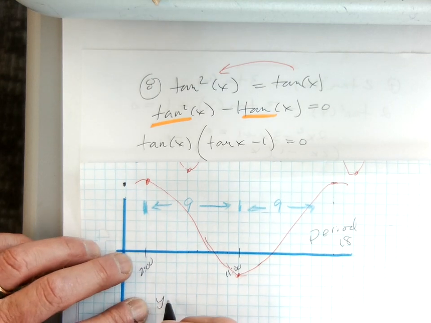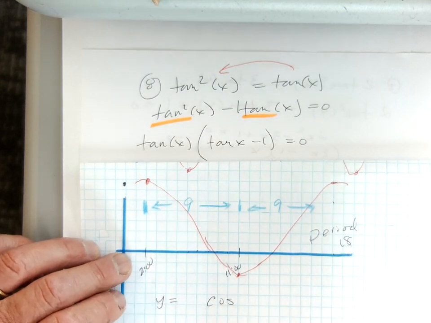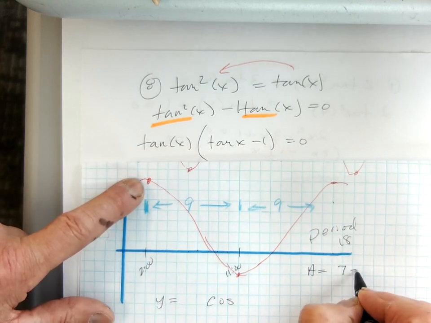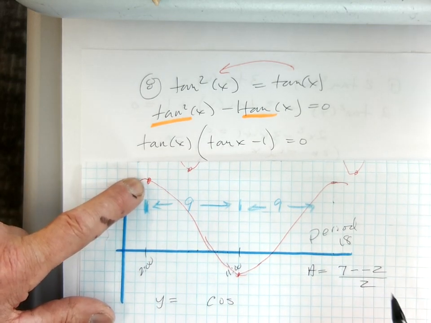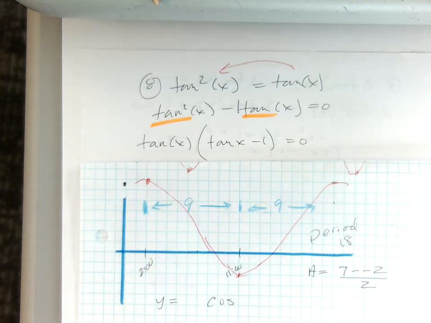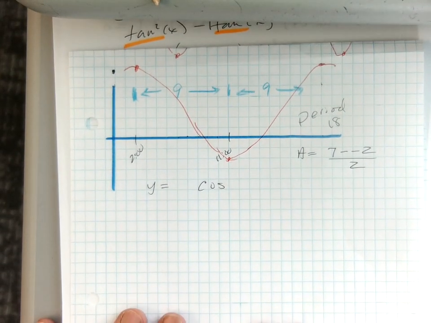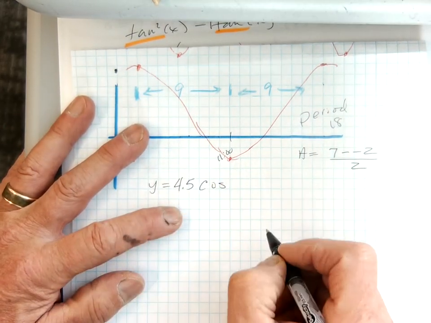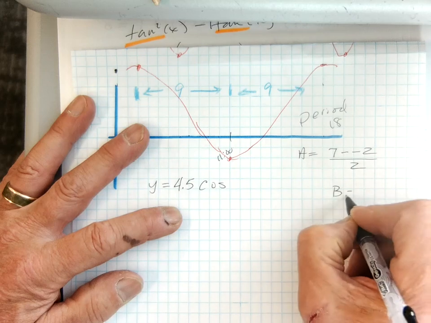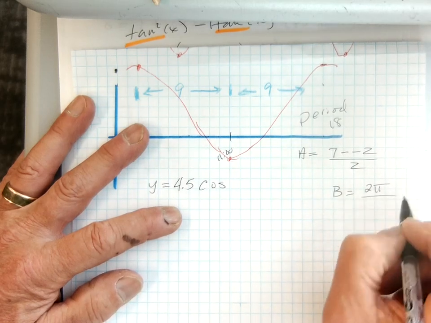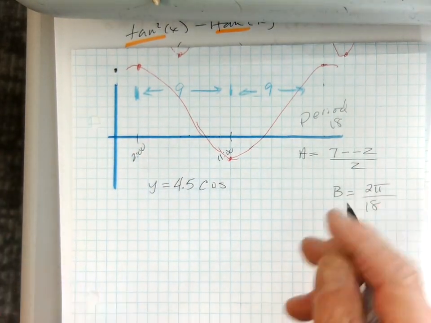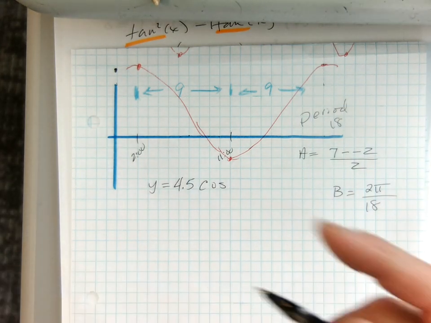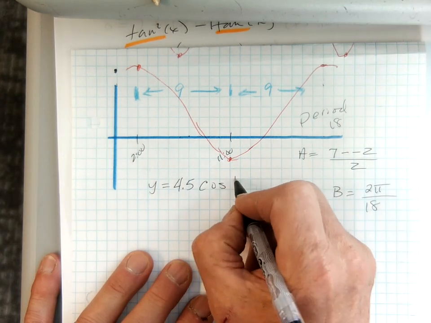So I'm going to start with y equals a cosine. And the amplitude, again, if you can't figure the amplitude, it's always max minus min, divided by 2. So that's going to be 9 over 2, or 4.5. B, which is the frequency, is 2 pi divided by the width. Well, the width is 18, right? So I can reduce that to pi ninths, I suppose.